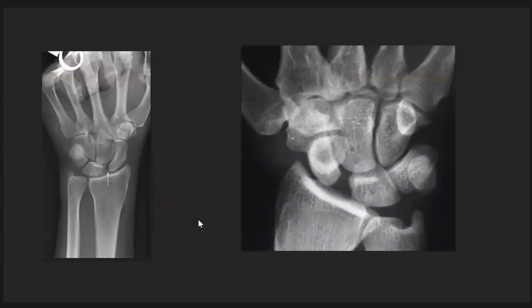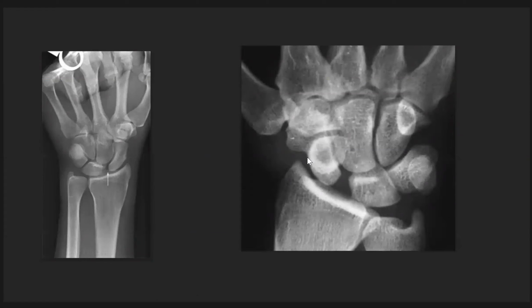So let us see some examples. We have here the scaphoid. This is the scaphoid and this is the lunate, and there is increased distance between the scapholunate. This is a gap of more than 3 millimeters or 5 millimeters, and it is called the Terry Thomas sign.